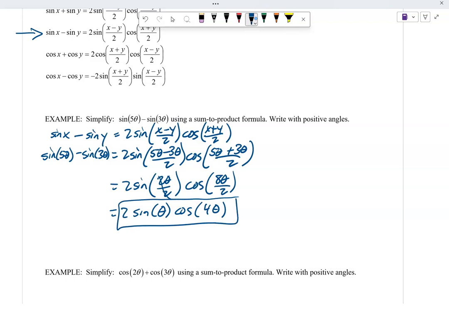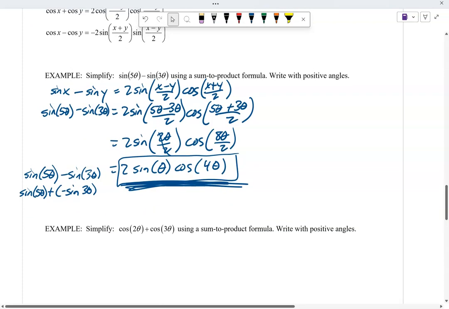So we wrote this sum, or difference in this case, right? Because this is still a sum. This is the same as plus a negative. So that sum is now written as a product.